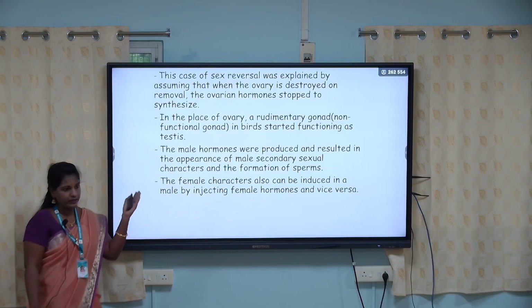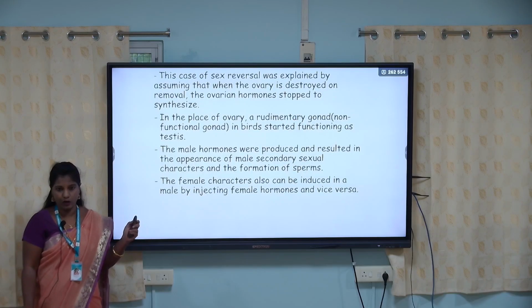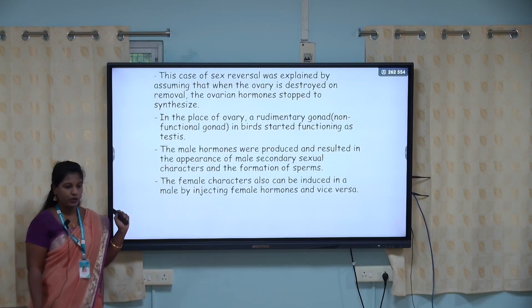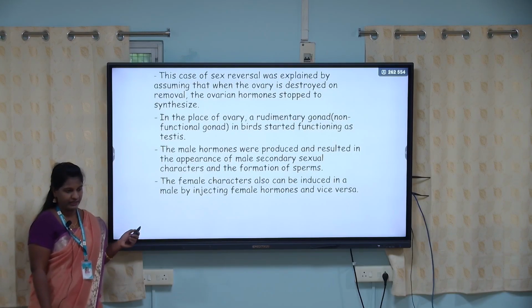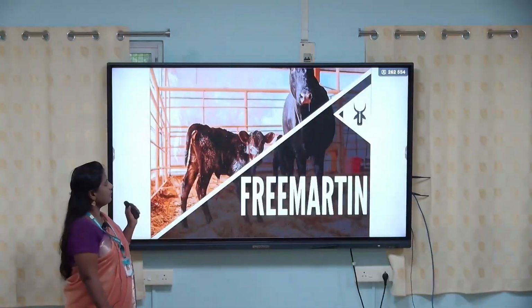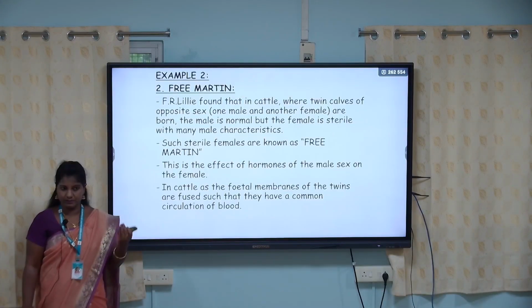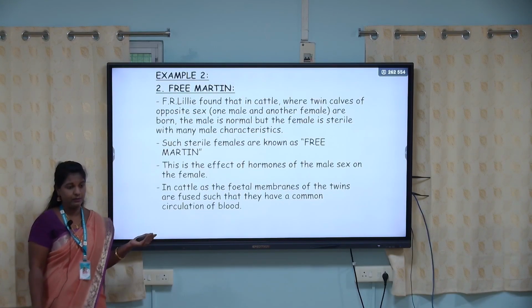So, a hen turning into a cock was shocking. Still, that can happen because of the action of hormones in the mechanism of hormonal determination of sex. So, hormones can play a vital role in determining sex. The next example is the free martin. Free martin also shows the impact of hormones in sex determination.